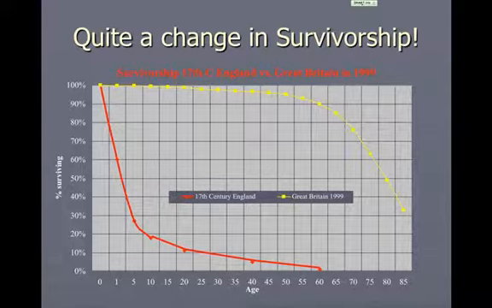And so look what happens if we look at today's survivorship in England or Great Britain: a drastically different picture. And you can see what we talk about, the advancement society's made, and what that actually looks like.